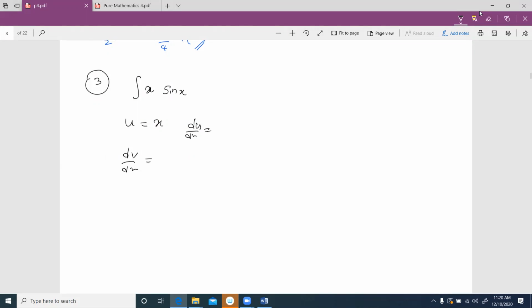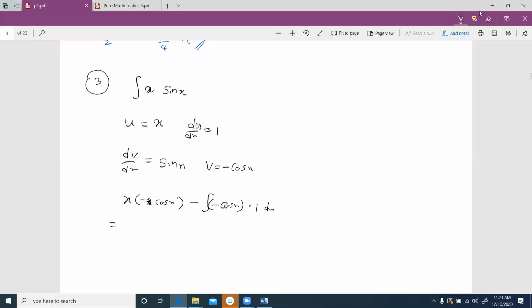So du by dx becomes 1. dv by dx is sine x, then v is the integration of sine x, which is minus cos x. Right. Then you can use the formula uv. U is x, v is minus cos x, minus integration of v du by dx, minus cos x, du by dx is 1, dx. Right. Okay.